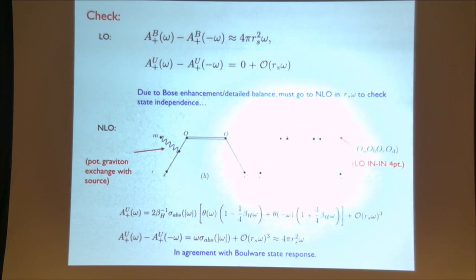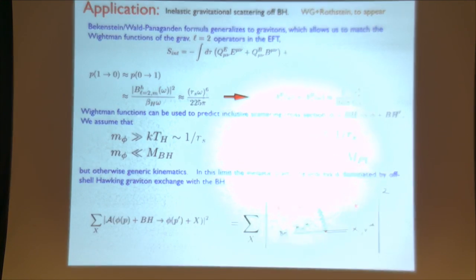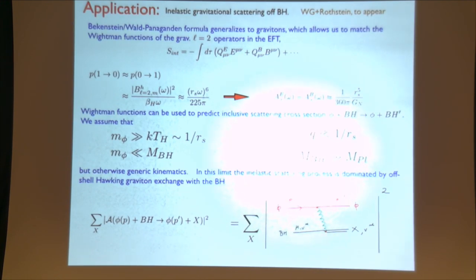Yet classically, you don't see any Hawking radiation, or at least it's suppressed by the Planck scale as it should be. And so that's, and I'm way over time, that's the setup of the theory. And now that we think we understand it, we can use it to do calculations.